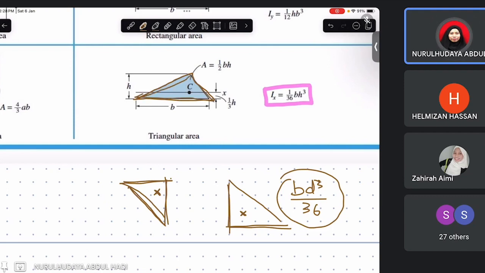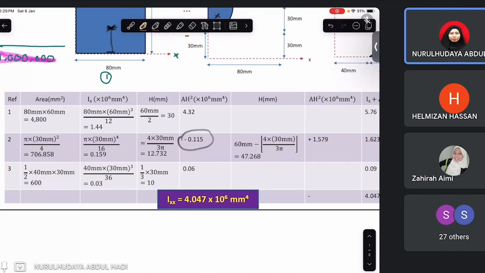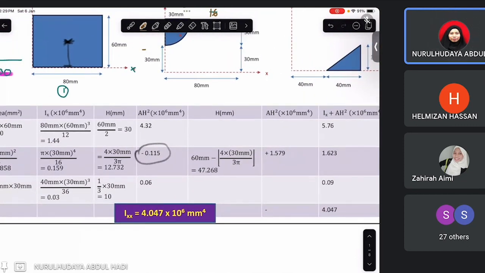Its CC is not the same. But for this one, it's not a triangle with 90 degrees. If it is a triangle with 90 degrees, its Iy will be DB cube divided with 36. Alright. So this is 40 times 30 power of 3 divided with 36, divided by 1 million, you will get 0.03.